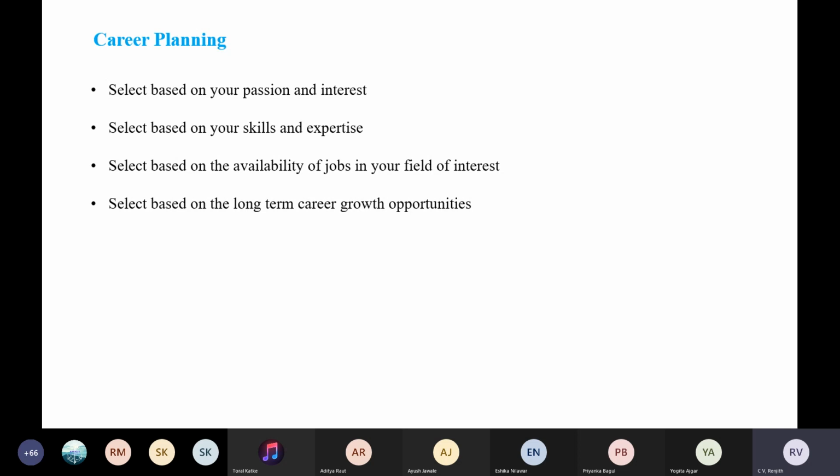But you need to identify an area, and then you need to specialize in that. That's the main thing, actually. So career planning is the most important thing, and you should plan your career at least at the beginning of final year. If you can plan it in third year onwards, it's really good, okay?